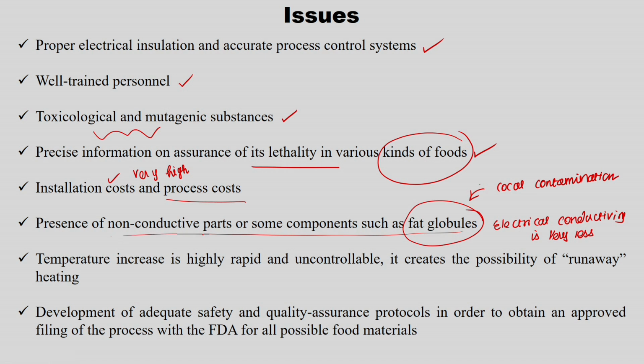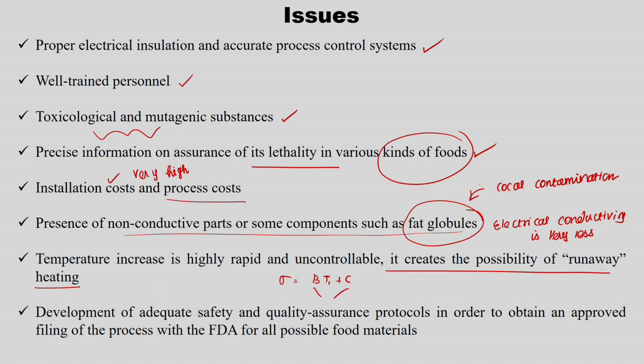So, the presence of non-conductive parts, and temperature increasing highly rapidly and uncontrollably, creates the possibility of runaway heating. This is also important because the relation between temperature and electrical conductivity is almost linear, sigma = B T + C, where B and C are constants. So, the electrical conductivity increases almost linearly with temperature. If it increases rapidly, it becomes uncontrollable, and then there is a possibility of runaway heating. So, that is also one of the issues in ohmic heating.